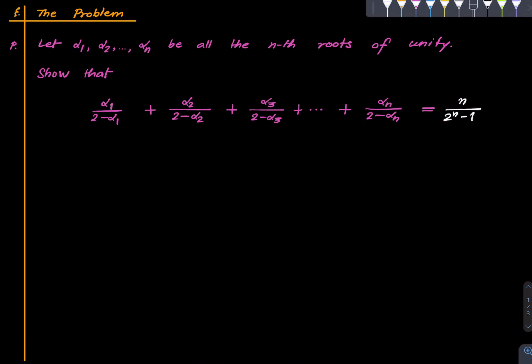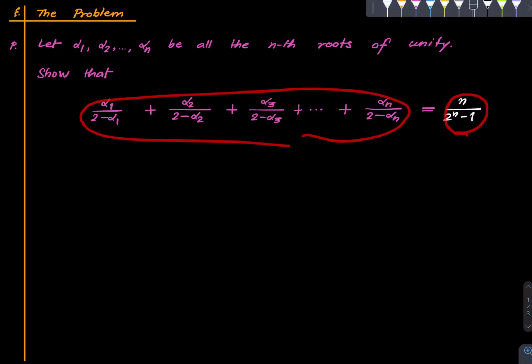Welcome to this lecture series in complex numbers. In this lecture, we'll be looking at this very nice problem. It says that suppose alpha 1 up to alpha n are all the nth roots of unity. Then we want to show that this complicated expression is actually equal to a very simple expression.